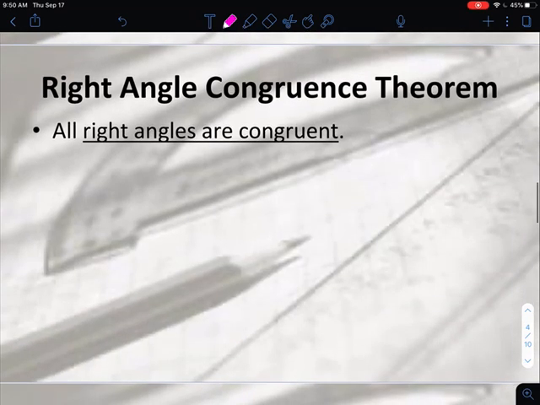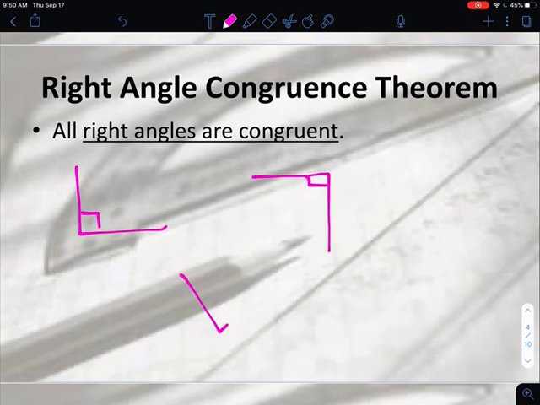This next one's pretty straightforward. Right angles are always 90 degrees. So when we have right angles, we know that all right angles are congruent to each other. No matter where I draw my right angles, no matter how I draw my right angles, as soon as I know it's a right angle, that means that's 90, that's 90, that's 90. All right angles are going to be congruent.